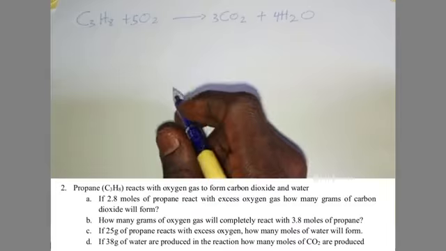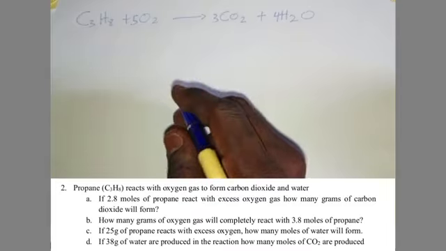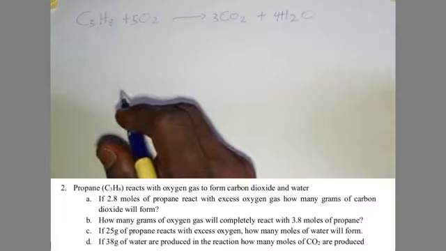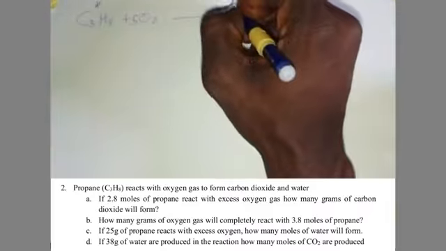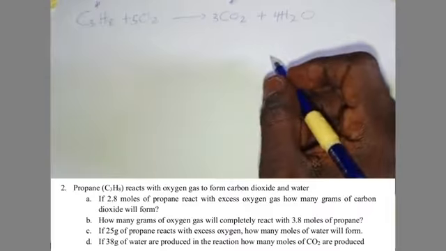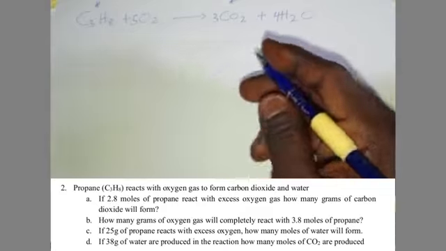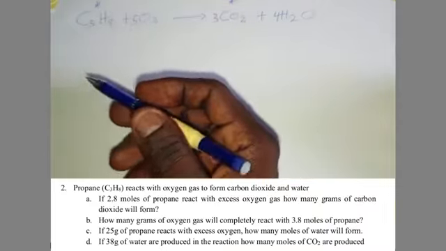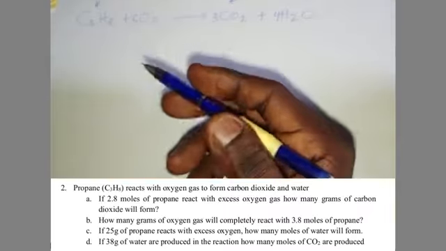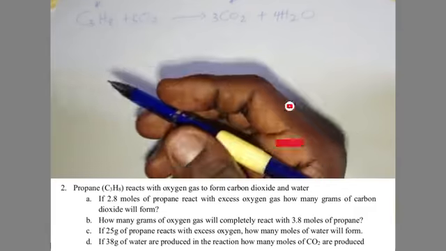The A part of the question says, if 2.8 moles of propane react with excess oxygen gas, how many grams of carbon dioxide will form? This stoichiometry connects propane gas to carbon dioxide. And remember, we are given 2.8 moles of propane. So we can solve this problem by using the molar interpretation, after which we are going to convert our final answer to grams. Let us do this.